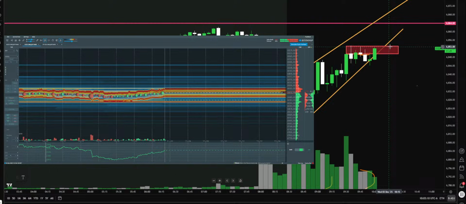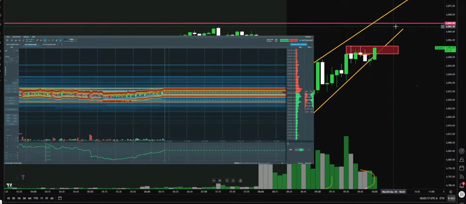All right, so here's another attempt. We're going to attempt the 68.53. If we could take out this liquidity block, then you can comfortably look for 68.64, 68.62 right here.